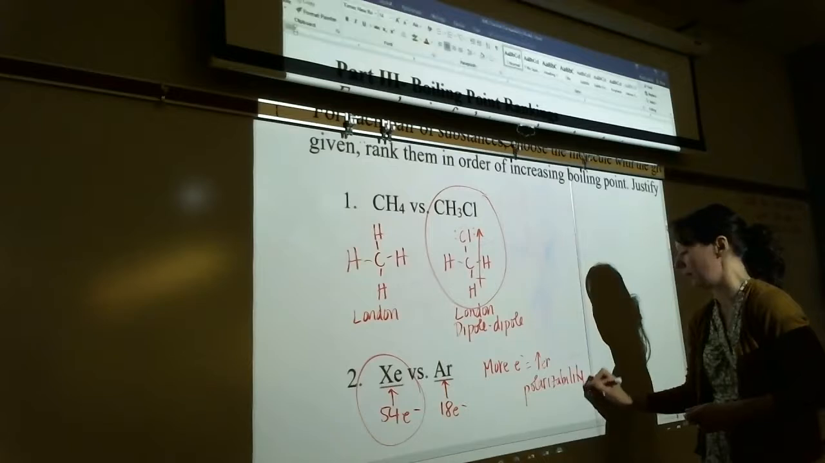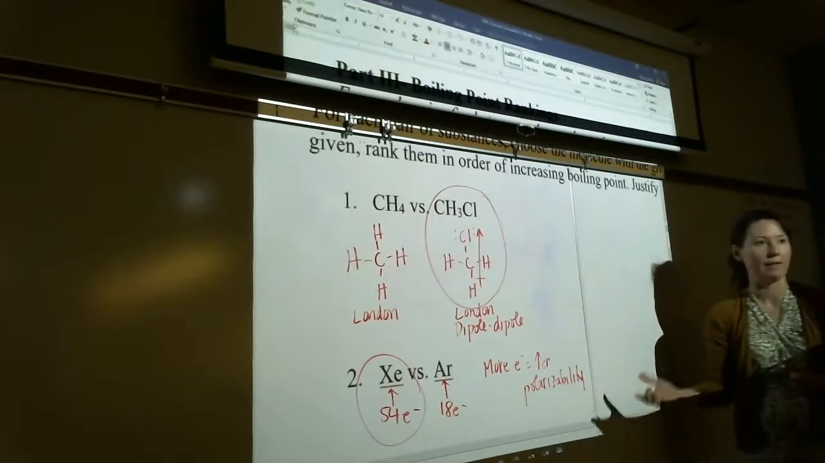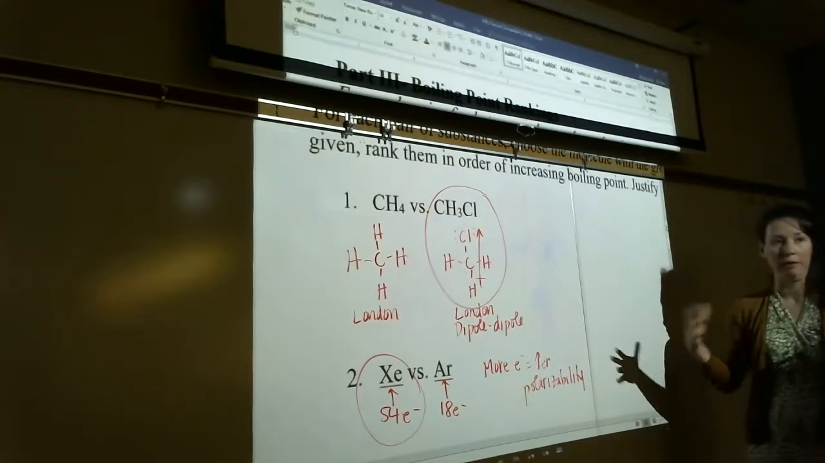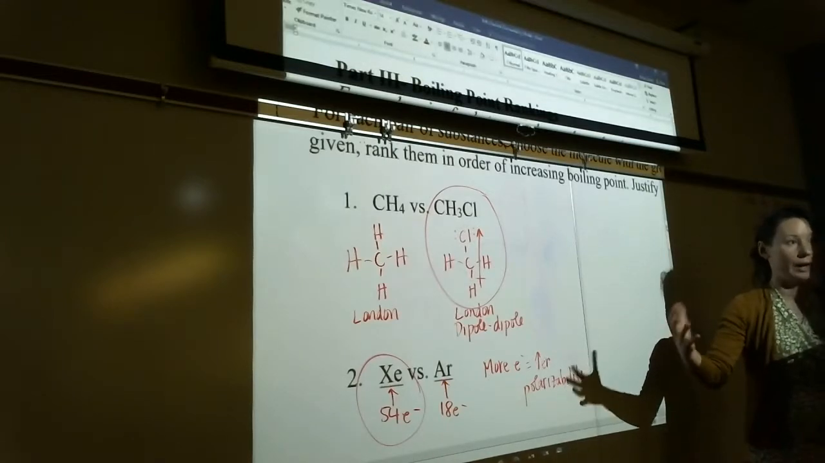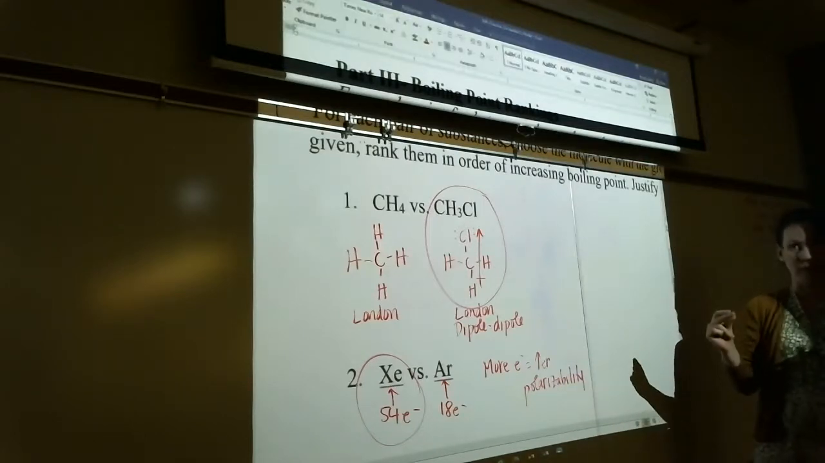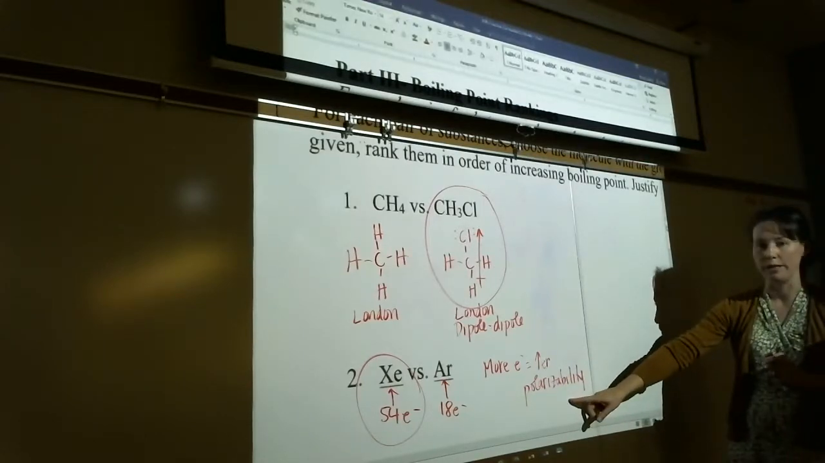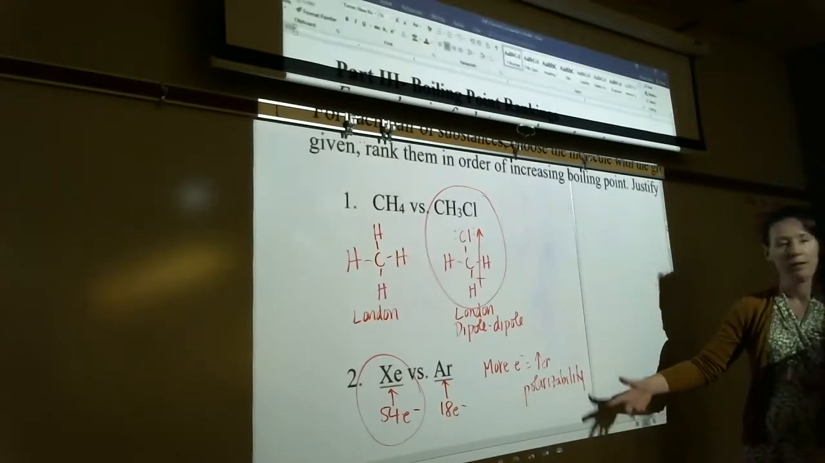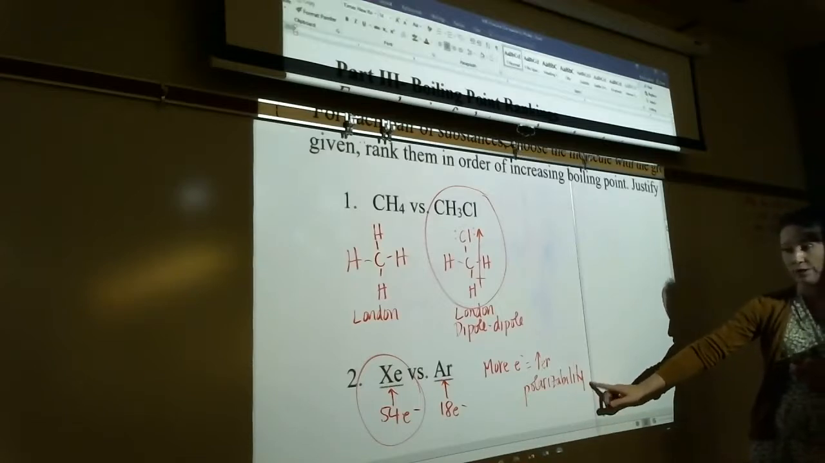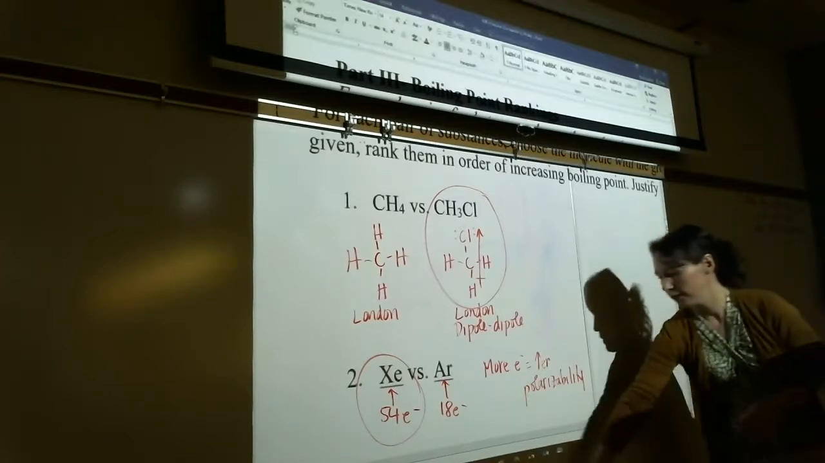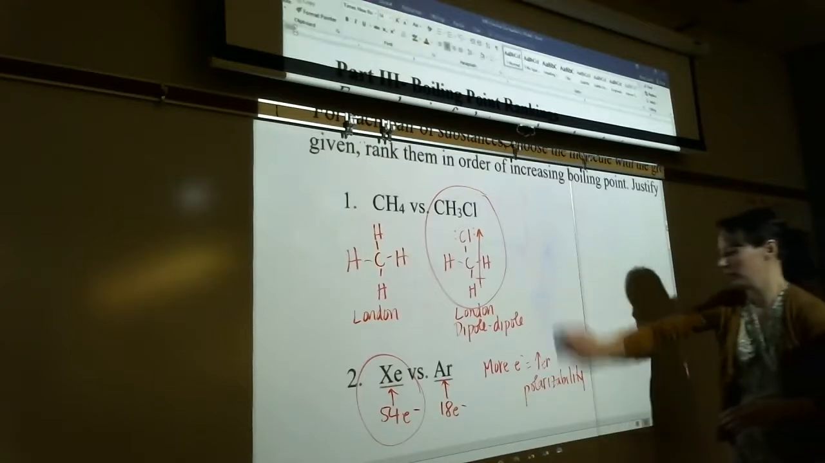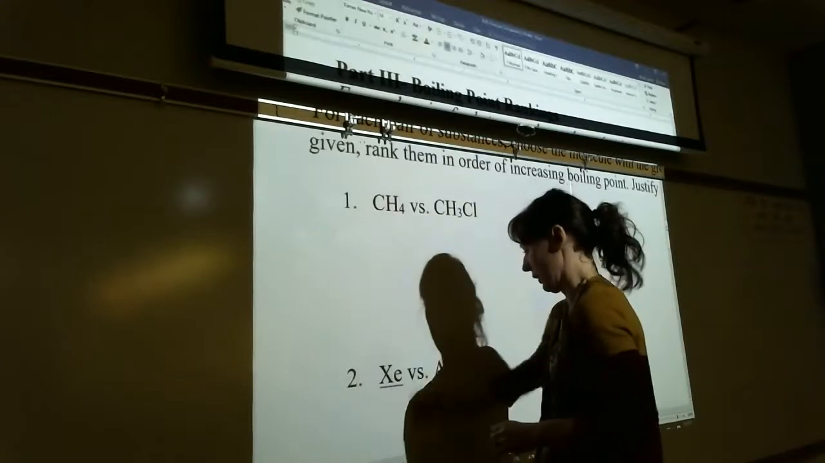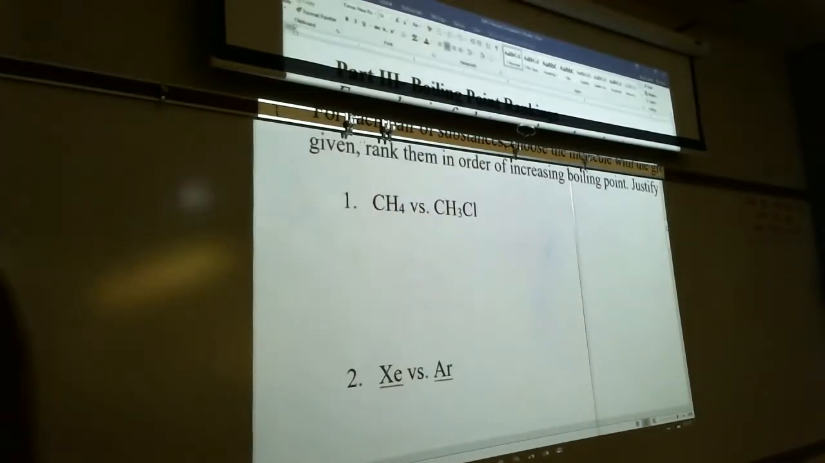And what is polarizability? It's the probability of having that instantaneous dipole, right? Because it is probable to have electrons be on one side of the atom at a higher proportion than on the other, right? Because of random motion. So polarizability is the probability that you'll have those instantaneous dipoles. Because both of these have London forces only, now what we're doing is looking at polarizability, which is the deciding factor. Does this make sense? Makes sense. All right. Let's go over the last three. We've got time, we're good.